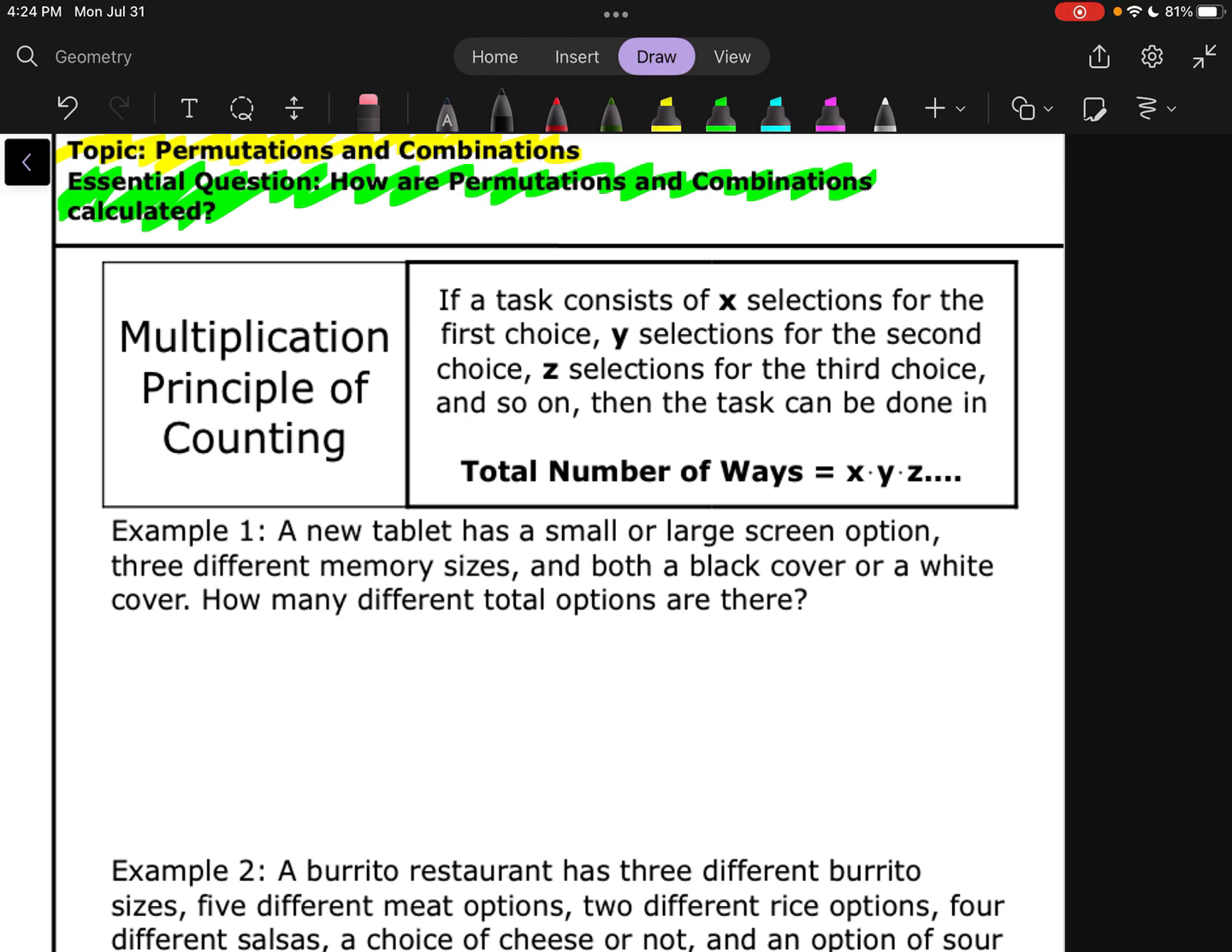Example 1 says a new tablet has a small or large screen option. So that's two different ways. Three different memory sizes, and both a black cover or a white cover. How many different total options are there? Well, we have 2 options for the screen, 3 different options for the memory sizes, and 2 options for the covers. So 2 times 3 times 2 should give us our total number of ways of 12. There are 12 different options here.